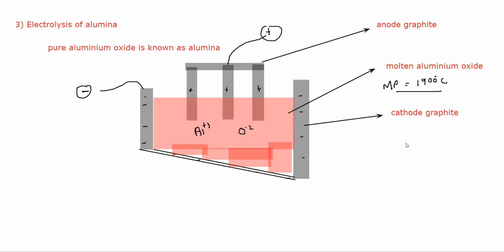Aluminum ions. So aluminum is a positive ion, so positive ions are attracted towards the cathode. So at the cathode, if we write the equation for the cathode, what happened? The aluminum ions are attracted towards the cathode. So these aluminum ions with a charge of +3 will take 3 electrons and change into aluminum metal.